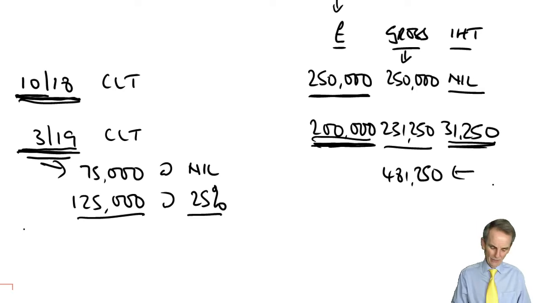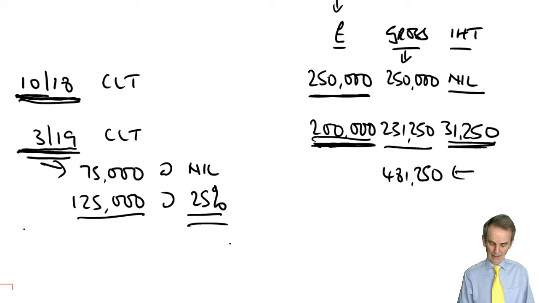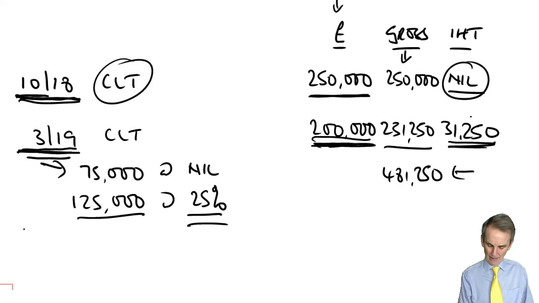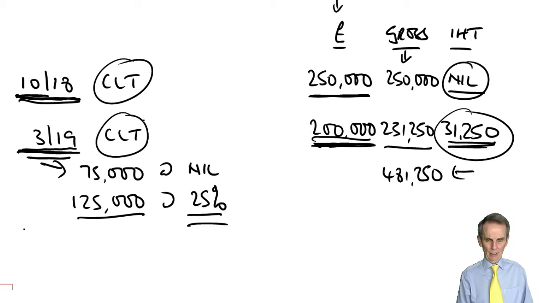So any and all of any such next CLT made within the 7 years from October 18, there'd be no nil rate band, and it would all be at either 25% if the donor pays or 20% if the trustees pay. The importance of this, of course, was knowing that there was no lifetime tax paid on this CLT, and there was 31,250 on that second CLT.